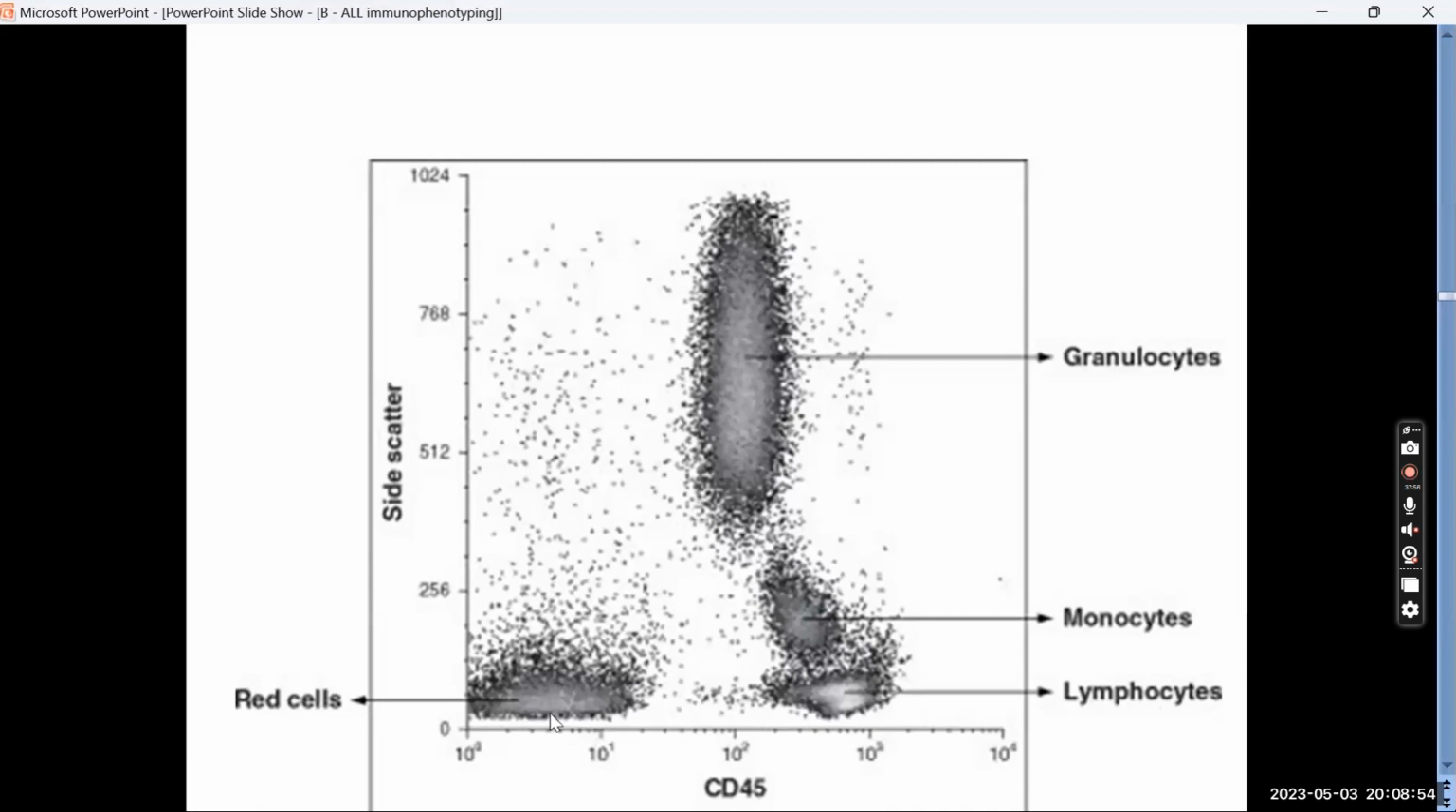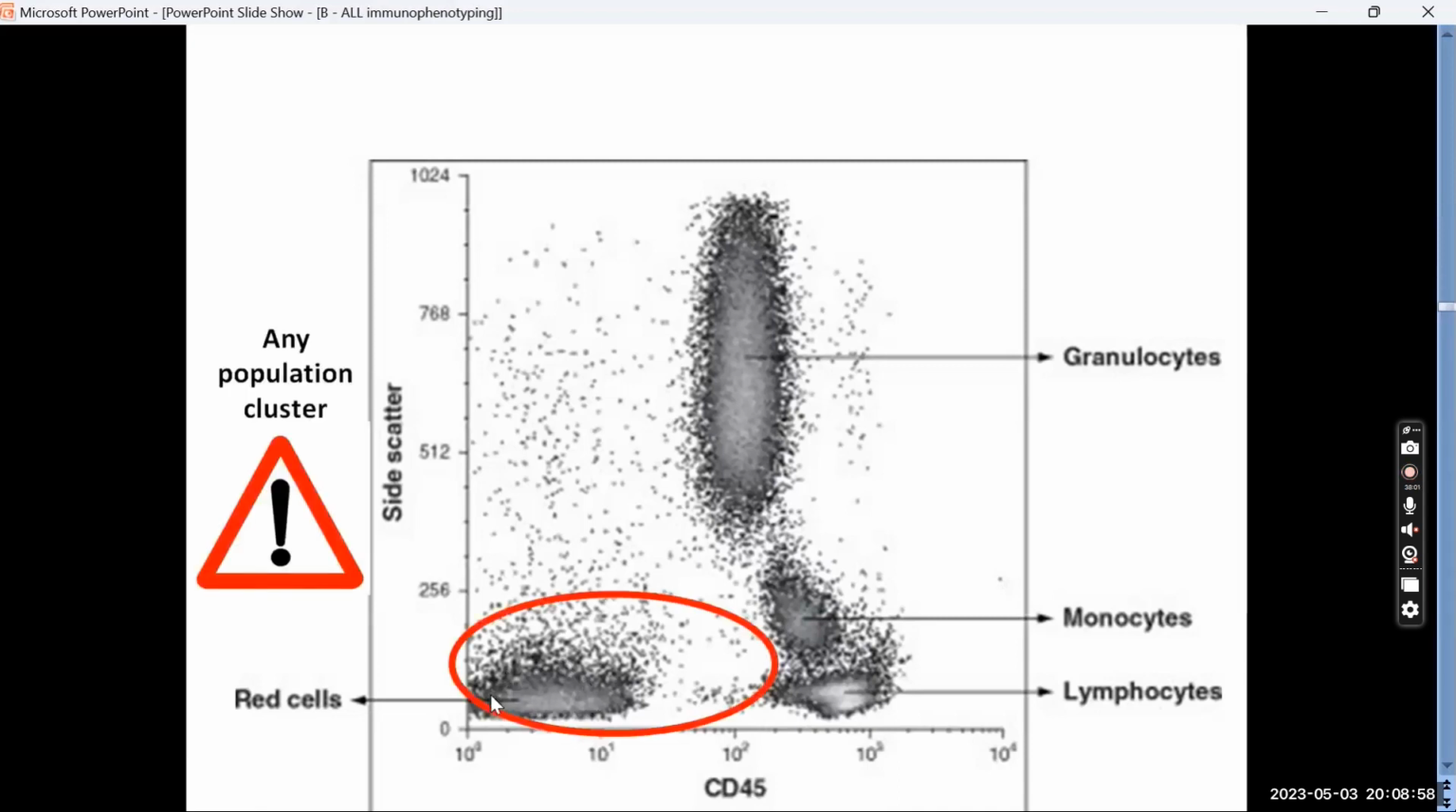Yes, red cells and erythroid cells fall in the CD45 negative area, but still make sure it is red cells and erythroid, because some blasts of B-ALL can fall in the CD45 negative area. A subset of B-ALL cases will have CD45 negative blasts. So don't think this is erythroid, so no blast. No, there could be blast.